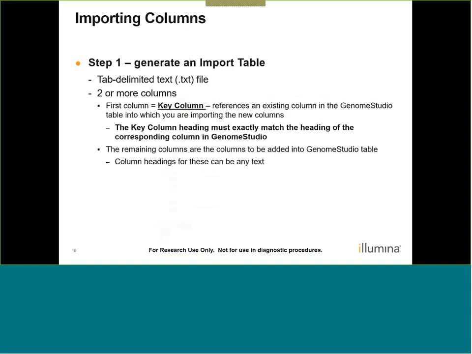Now, to import columns, the first thing you need to do is generate an import table. An import table is a tab-delimited text file, and it has two or more columns. The first column is what we call the key column. It references existing data in the table to which you will be importing. So the key column heading must exactly match the heading of the corresponding column that you're keying from in GenomeStudio. The remaining columns are the columns that you will be importing into the project. The column headings for these can be any text. There's no limitation for that.